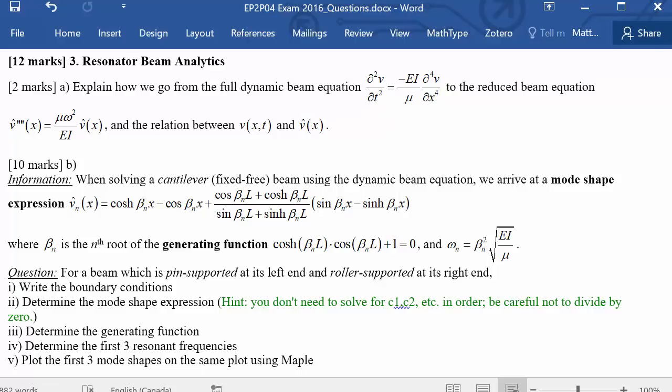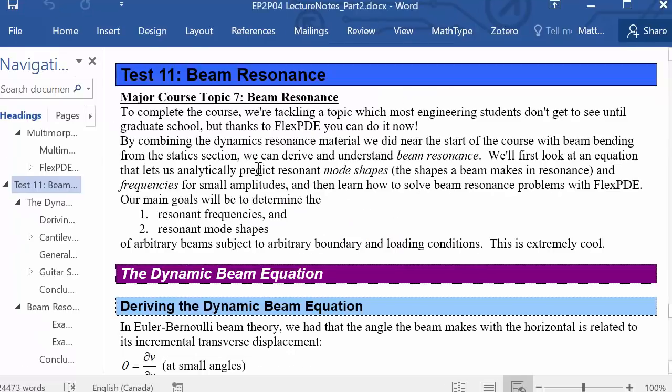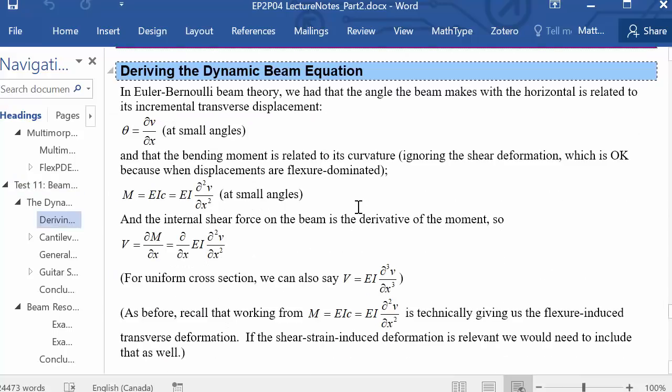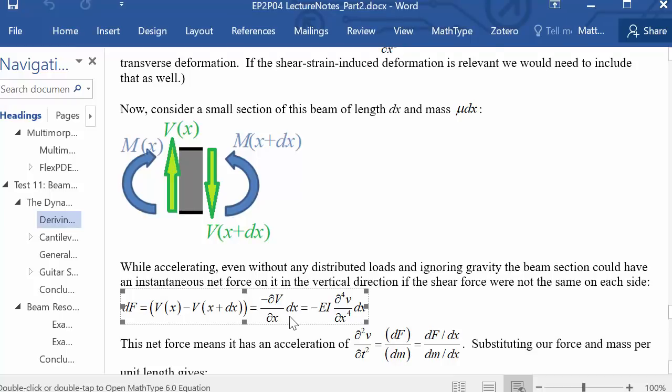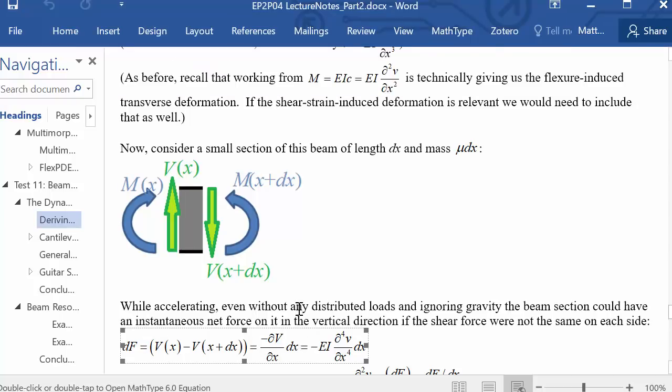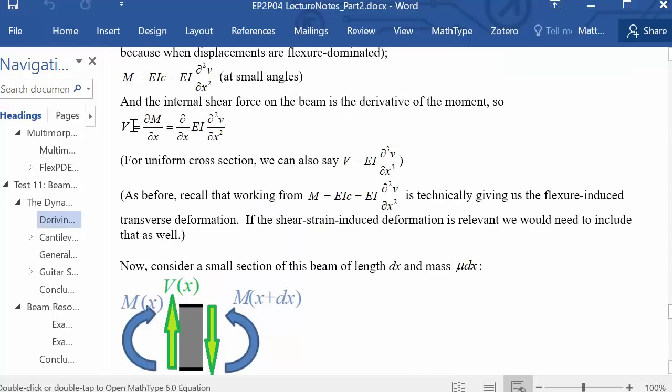So first of all, how you get the dynamic beam equation in the first place, you might be wondering, where does that come from? Well, at the start of the beam resonance topic, we have this small element which is dx wide, and the idea is we look at the differential force on this element, and there's a V on the left and a V at x plus dx on the right. So by using a linearization on V, saying that V at x plus dx is just V at x plus del V by del x dx, then you can cancel out the V at x and turn this expression into that one.